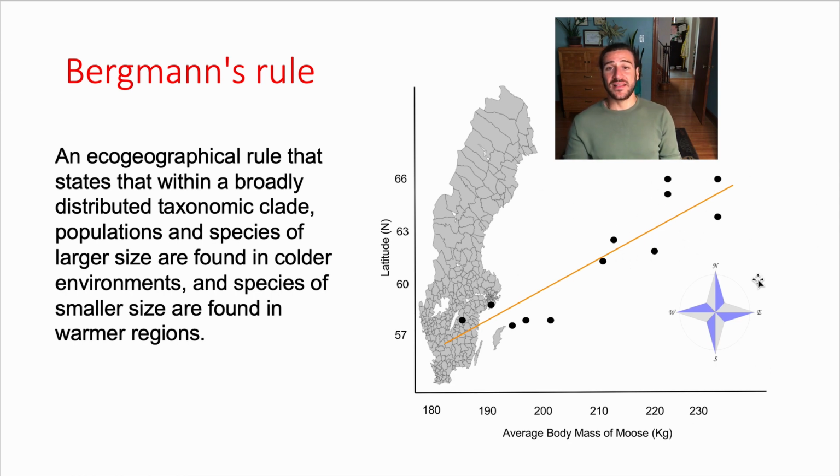So this has a lot to do with temperature. This has to do a lot with food availability. Bergmann postulated that this had solely to do with temperature. And this makes a lot of sense because the larger you are, the more thermal inertia you have.